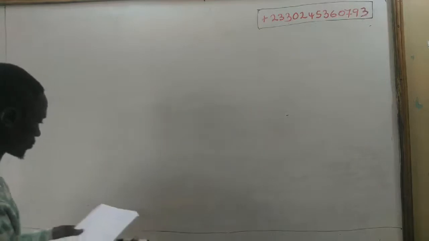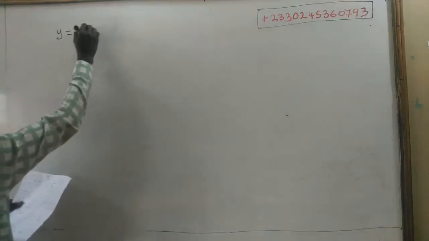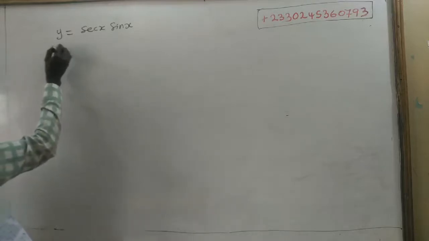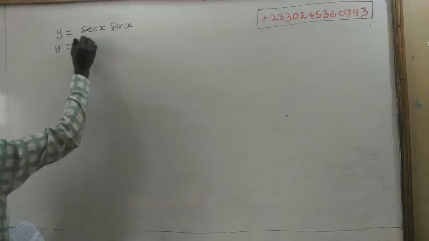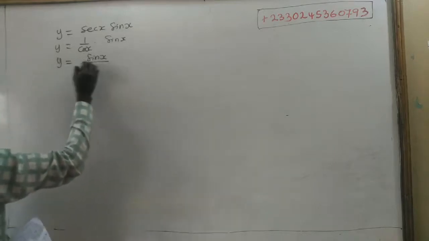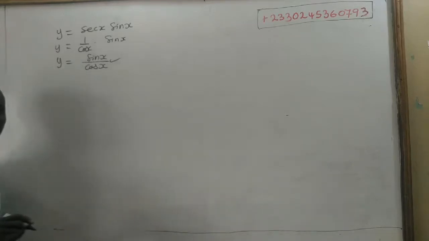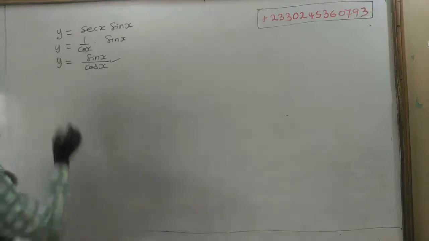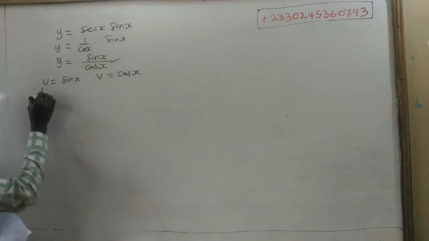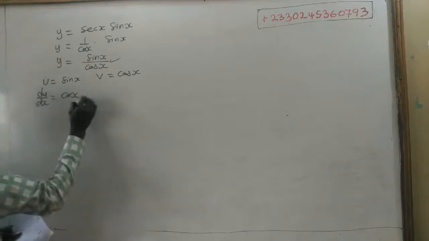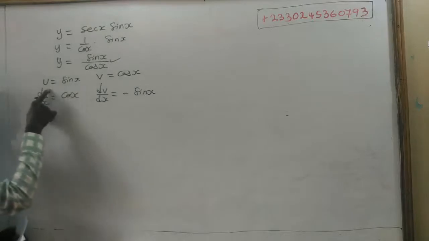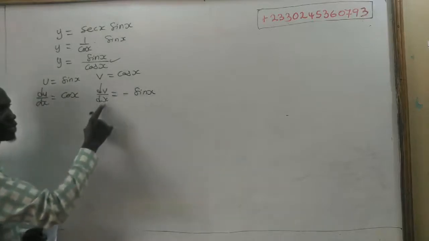If we have y equal to secant x sine x, what do we do? Here we take y equal to, secant is the same as 1 divided by cosine x, dot sine x. So you have y equal to sine x divided by cosine x. And you can use the quotient rule. Let's do that. We take u equal to sine x, v equal to cosine x. The derivative of u with respect to x equals cosine x. The derivative of v with respect to x equals negative sine x.